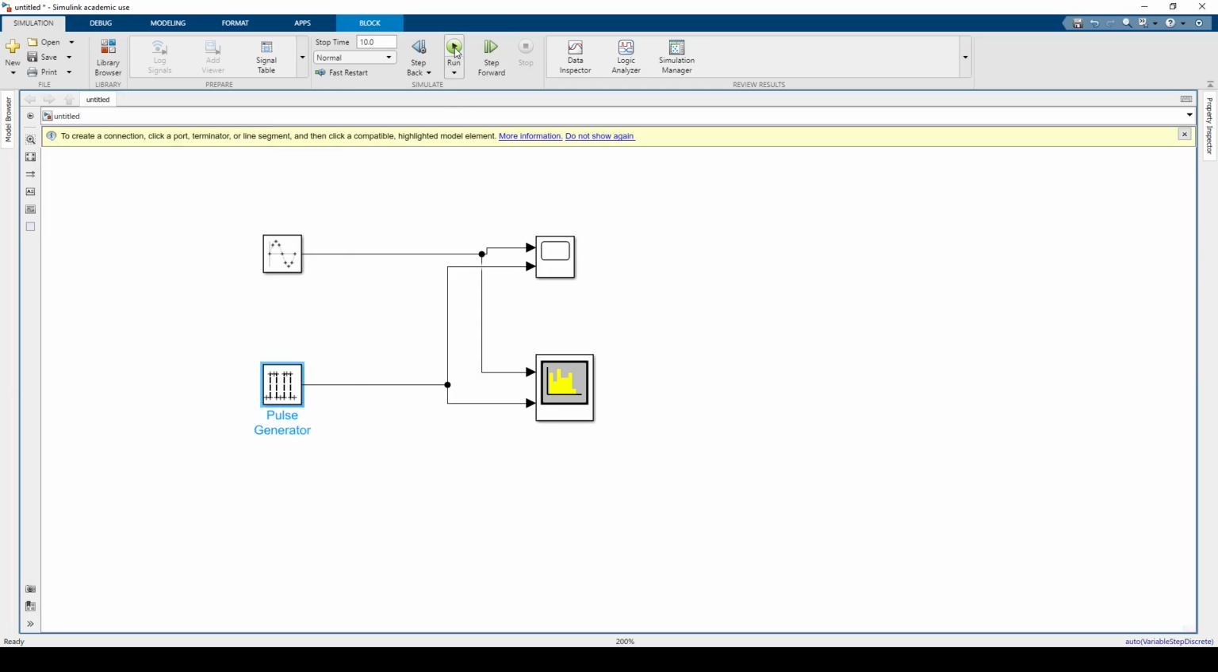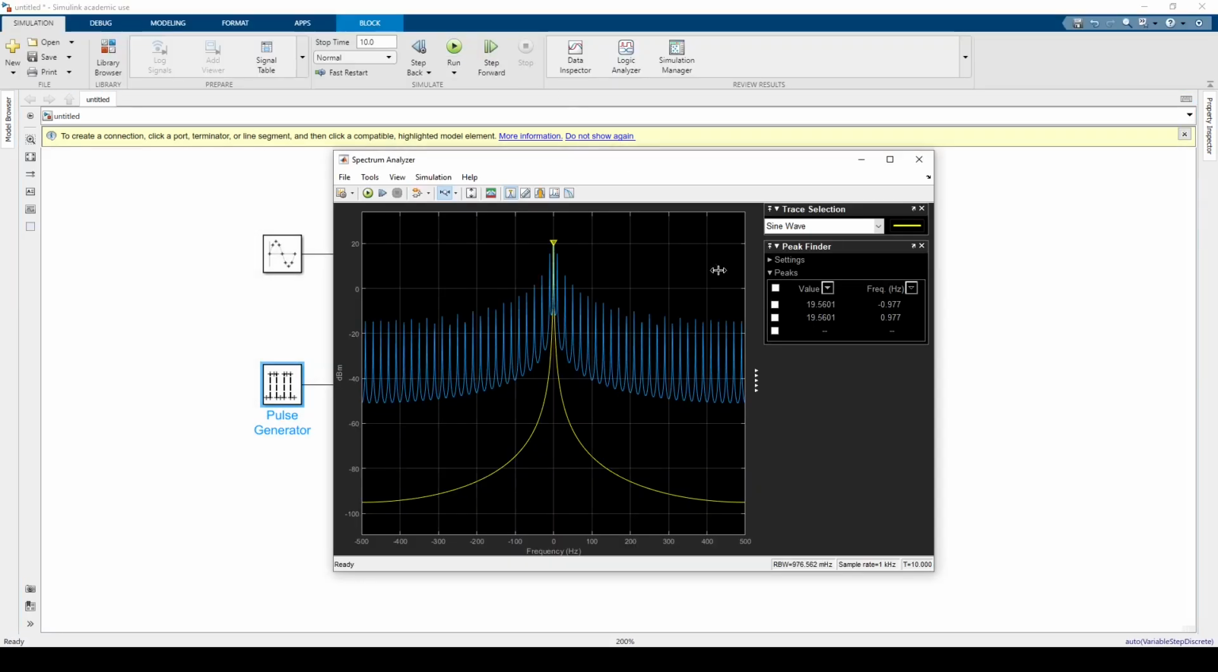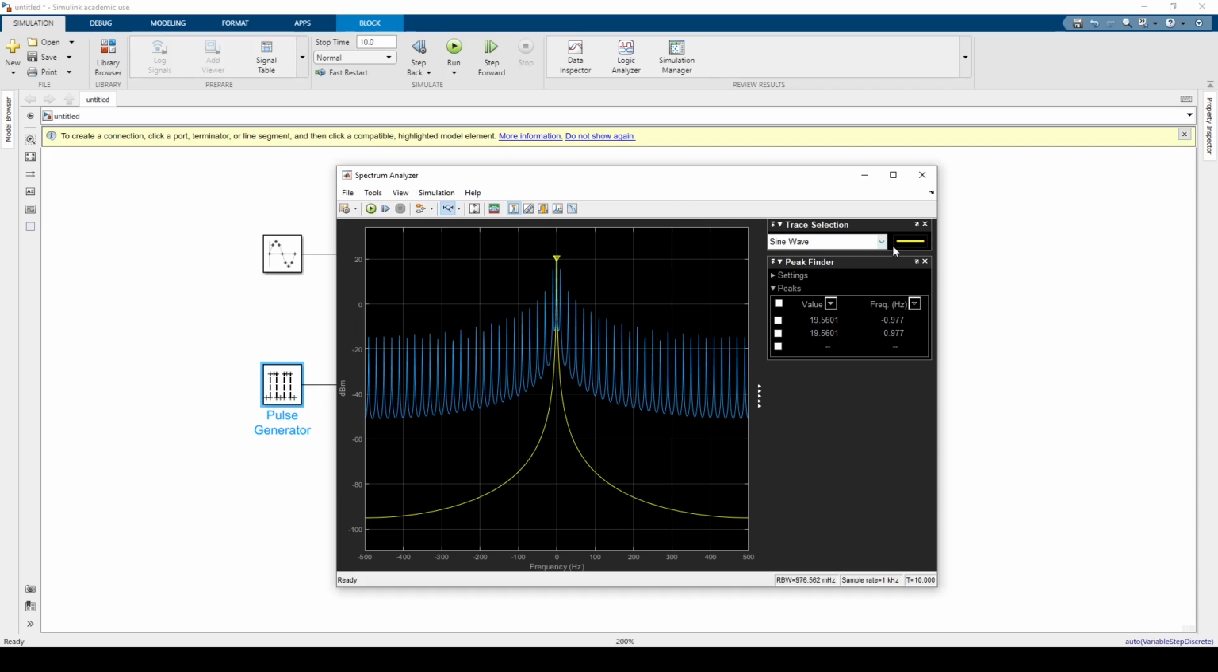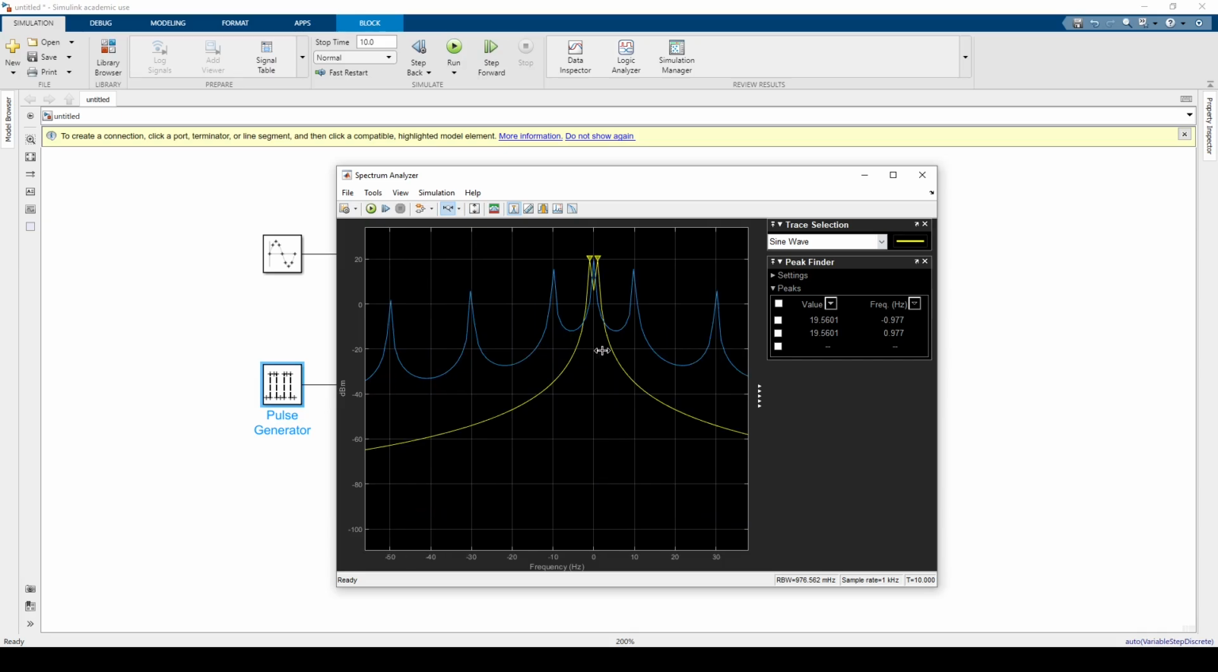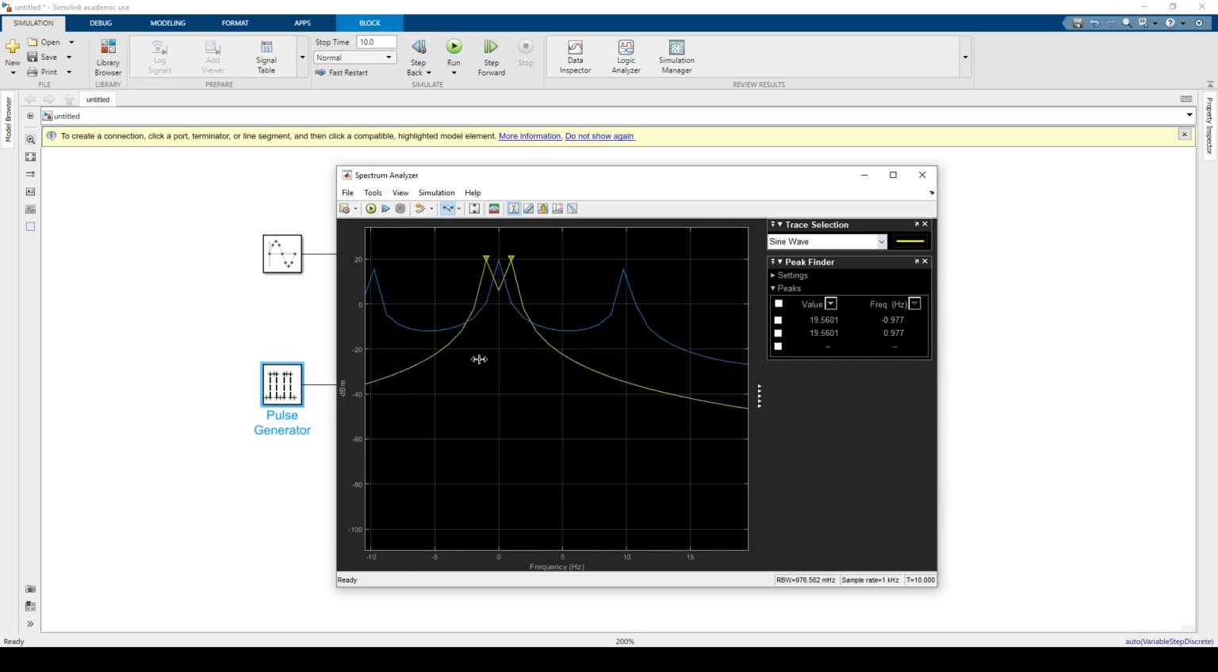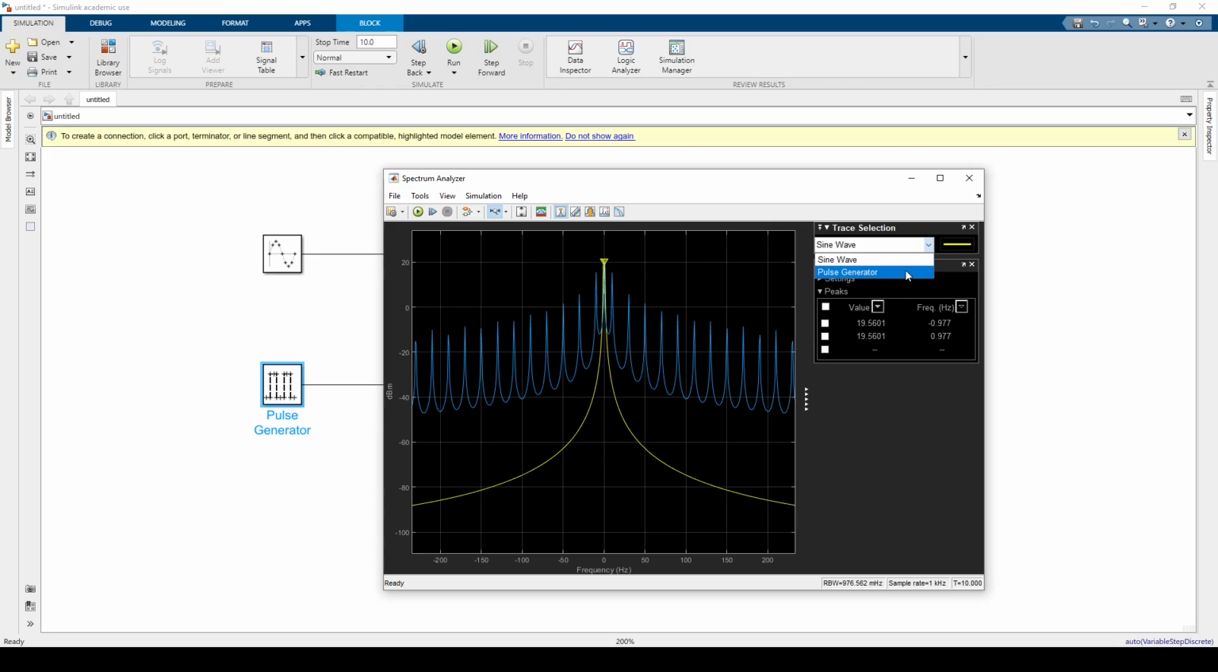If we run the simulation, you'll see that yellow represents the sine wave. If we zoom in, we'll see that we're supposed to get one spike on each side of the spectrum, since this is a double-sided spectrum. And the blue is the pulse generator spectrum, and this is in the format of a sinc shape.